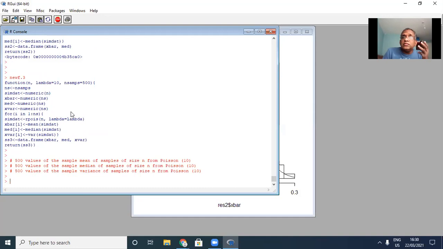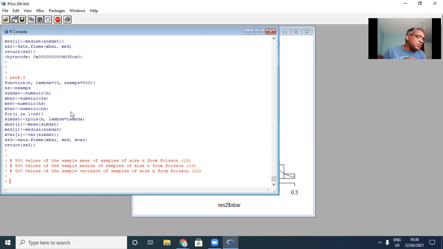So it does three things, guys. It computes 500 values of the sample mean of samples of size n from a Poisson distribution with lambda 10, and the sample median also, and also the sample variance. So there are three things it computes: the sample mean, the sample median, and the sample variance, right?